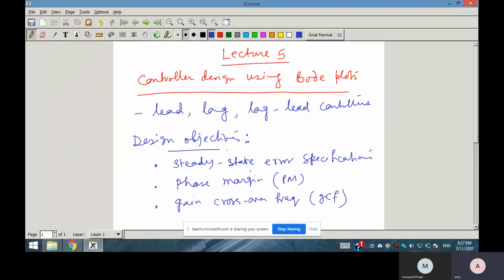So steady state error specification means some steady state constraints we have to meet: position error constant, velocity error constant, ramp error constant. That means Kp, Kv, Ka, like that. Phase margin also we have to meet at some gain cross-over frequency.